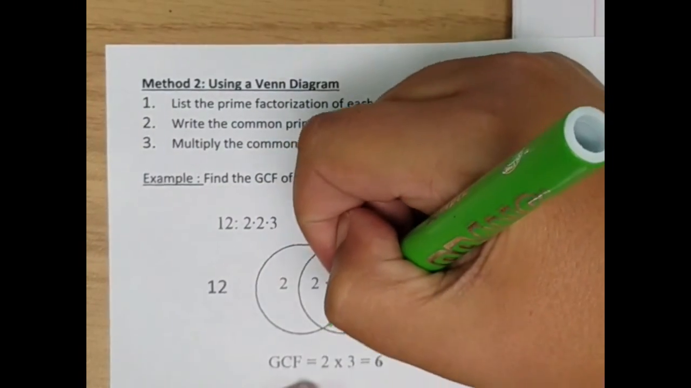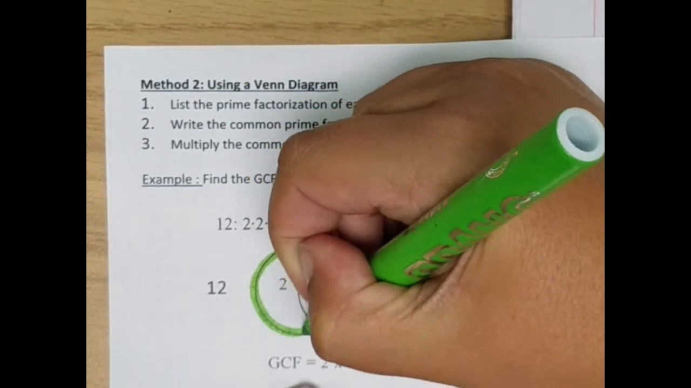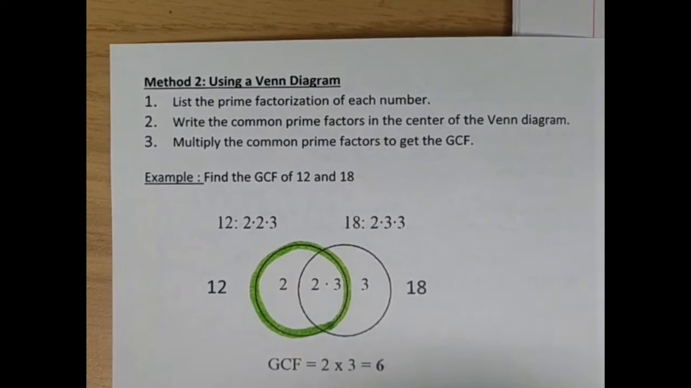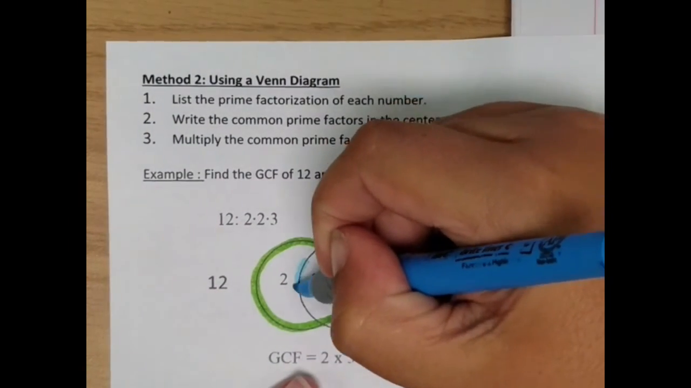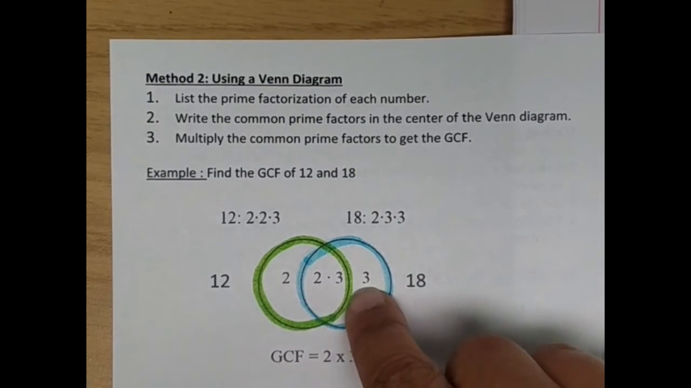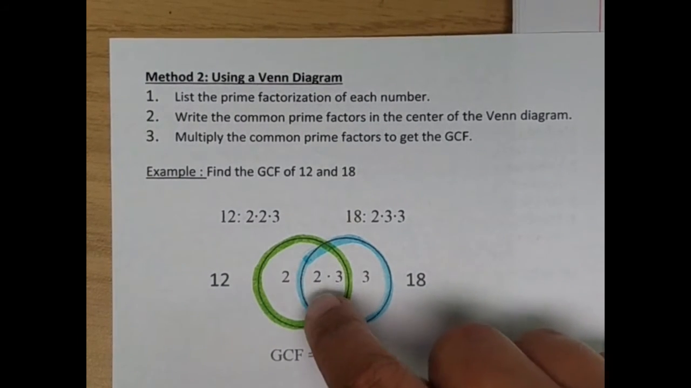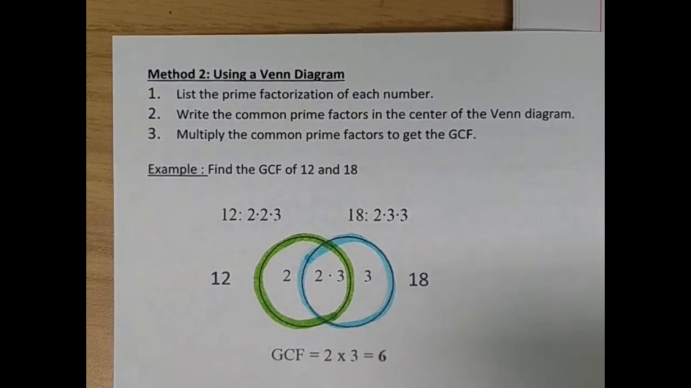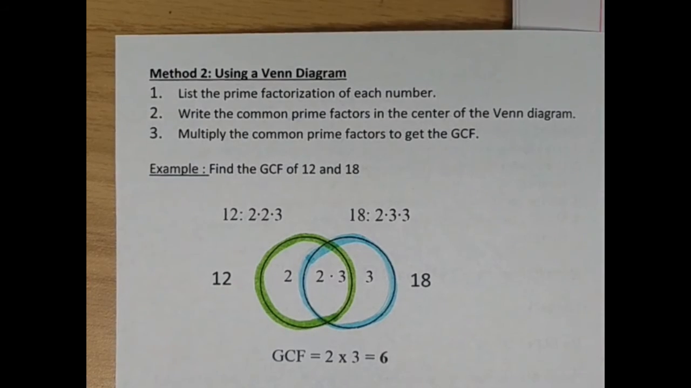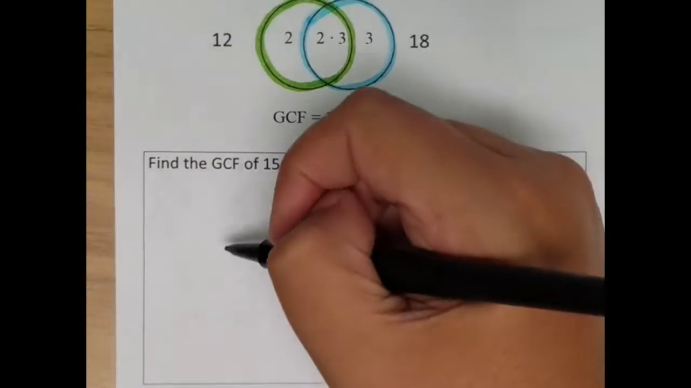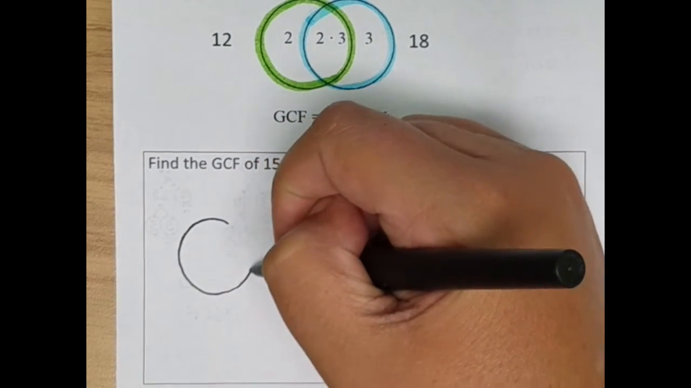So let's talk about 12. So 12 is 2, 2, and 3. 18, I'm going to do in blue, is 2, 3, and 3. And the reason why these are both in the middle is because they have them in common. And then you take the 2 and the 3 and you multiply them to get 6. Okay. All right, so let's do 2 examples. All right, 15 and 45. So draw your 2 circles.